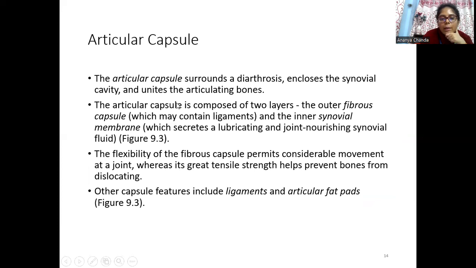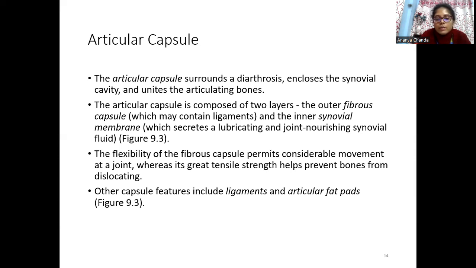So this articular capsule actually surrounds what? It surrounds a diarthrosis, which encloses the synovial cavity and unites the articulating bones. So they are composed of what? An outer fibrous capsule, which contains ligaments, and an inner synovial membrane, which secretes the synovial fluid, or lubricating fluid.